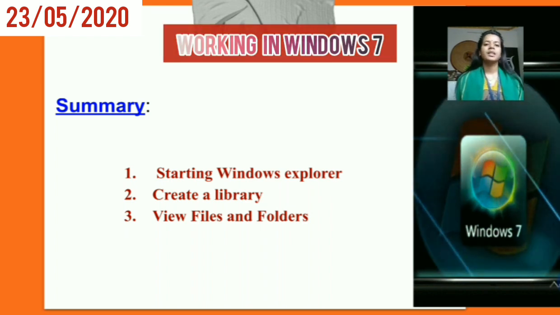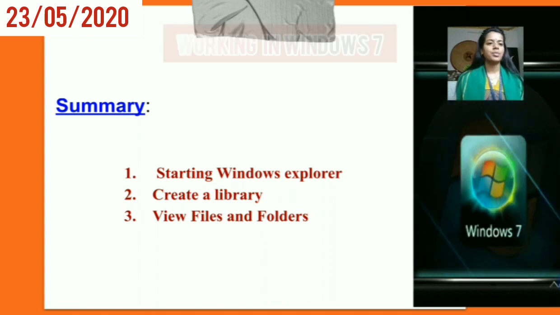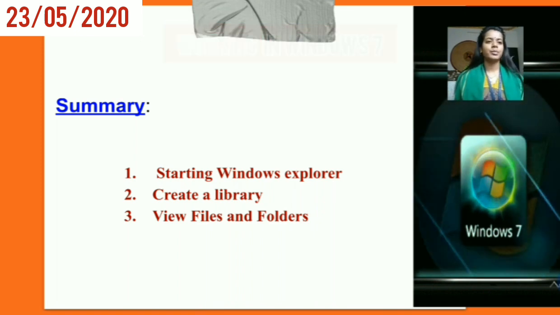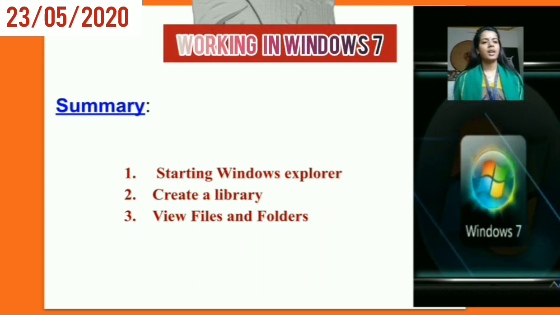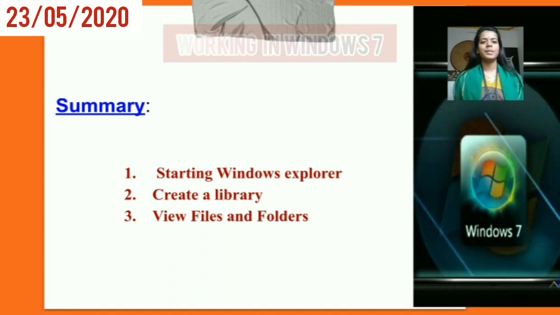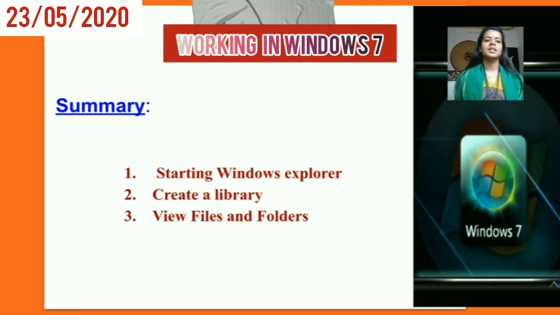Alright, then after that we have learned about how to view files and folders, and we have also learned that there are different modes by which we can view files and folders. What are the different modes? Number 1, extra large icons. Number 2, large icons. Number 3, medium icons. Number 4, small icons. Number 5, list. Number 6, details. Number 7, tiles. And finally, we have learned about content, isn't it?